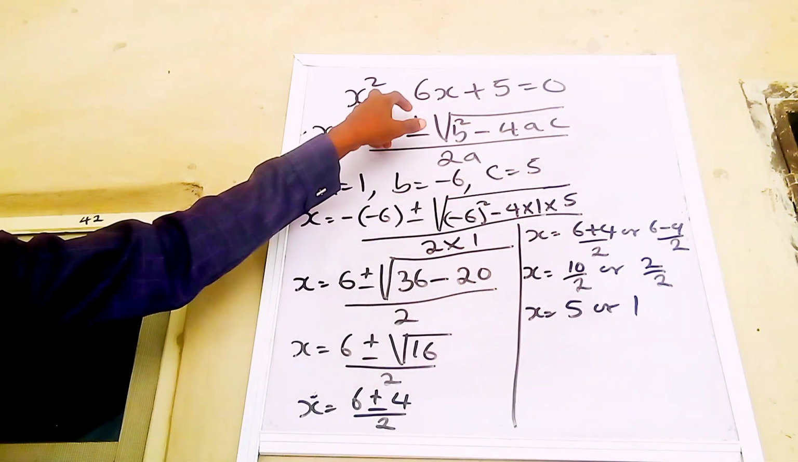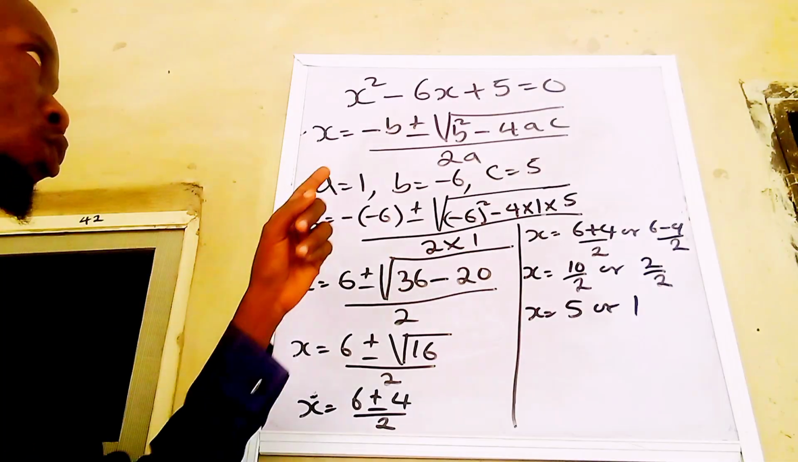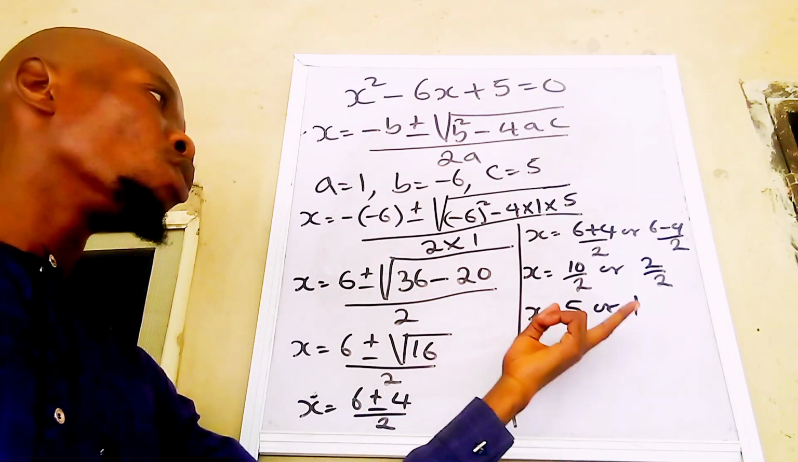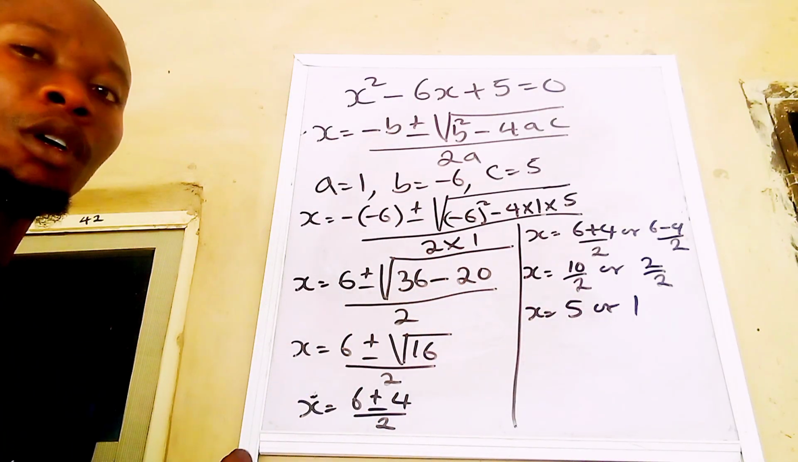This is what we call a quadratic, because the degree is 2. So since the degree is 2, that means we are going to have two values for it.